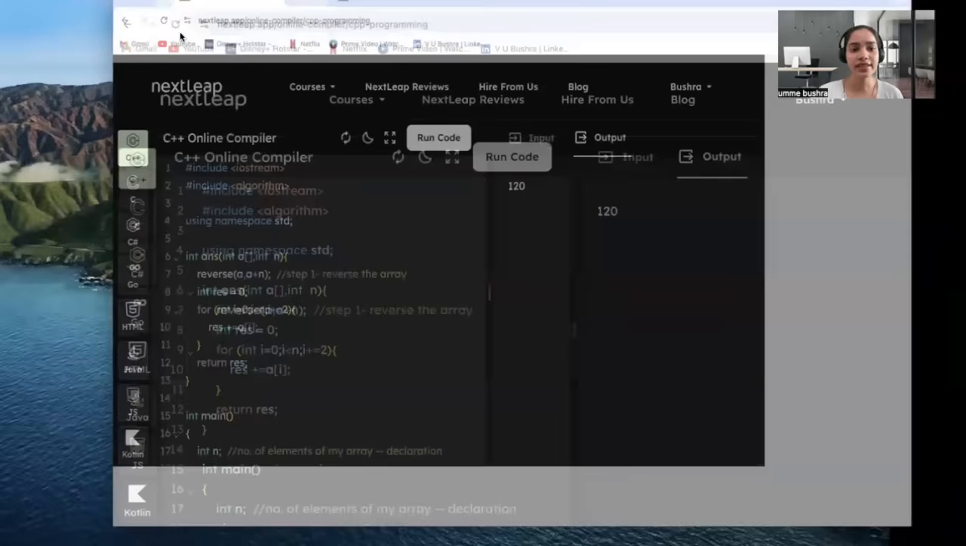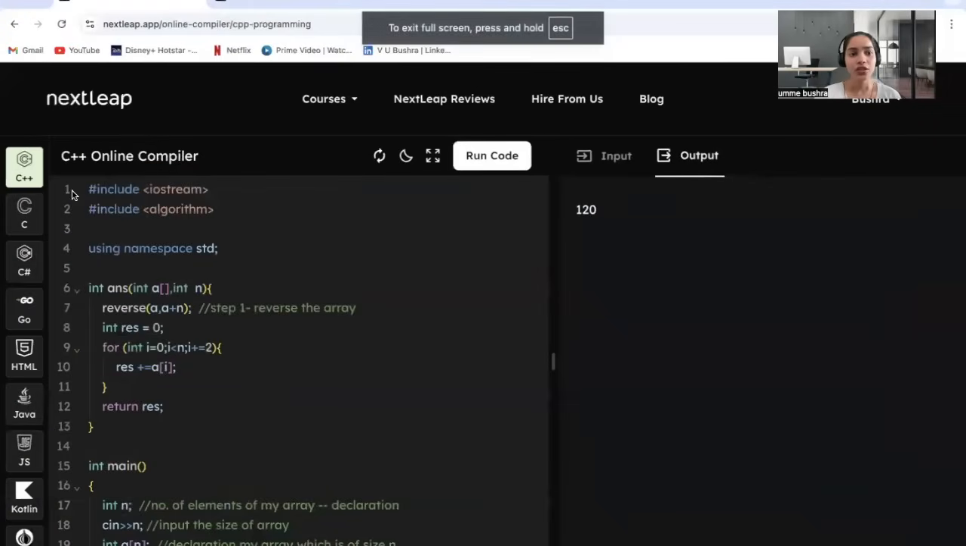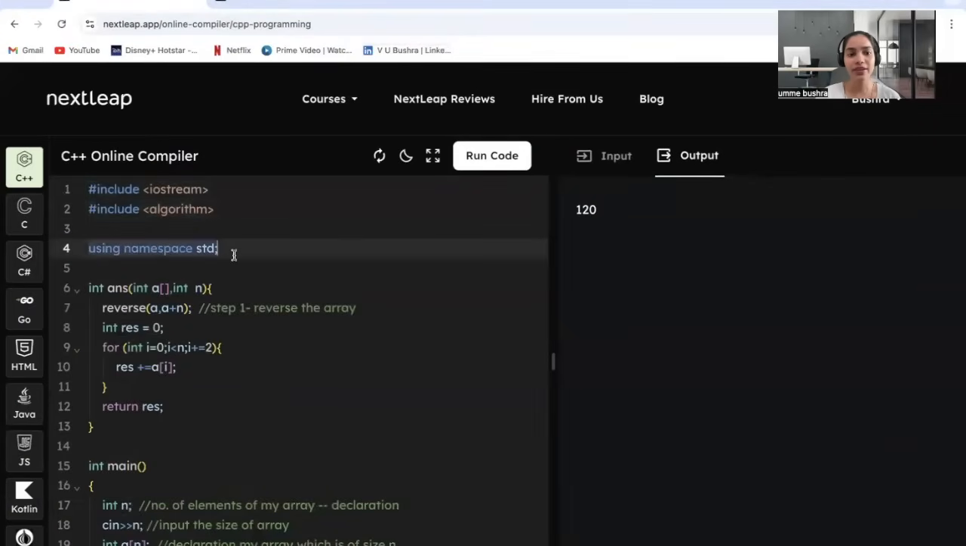So this is my C++ code. Here I have included all of my headers, and here I have namespace std. If you have basic knowledge of programming, you would know why we use namespace, right? Because cin, cout, all of these are standard keywords and standard functions. If you want to start using them, you have to include the header and the namespace, because you don't want to mention everywhere that this is a standard function.